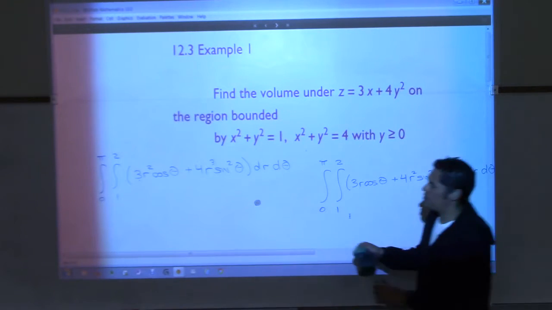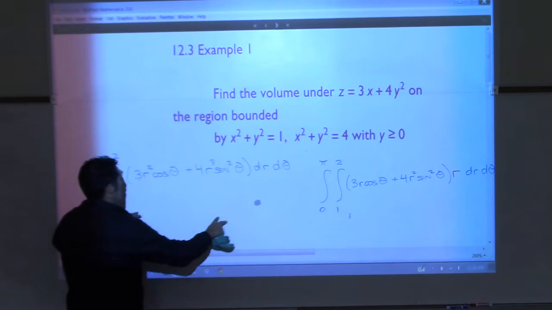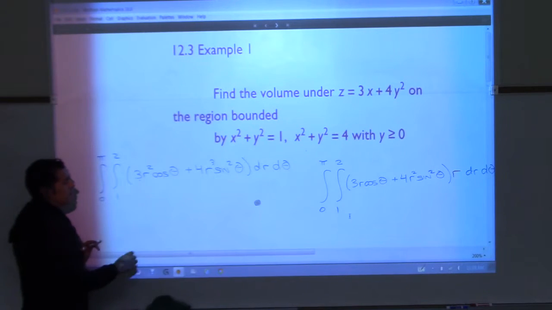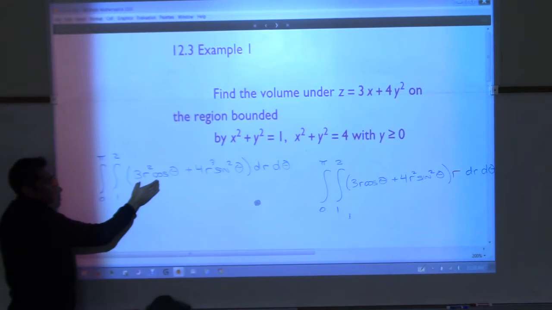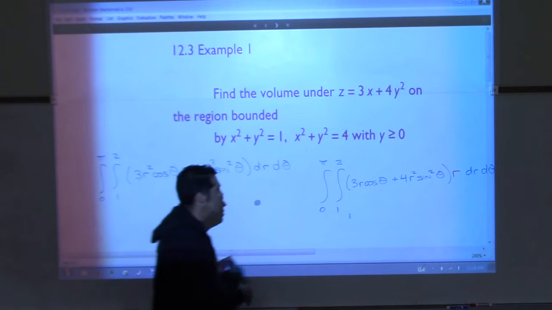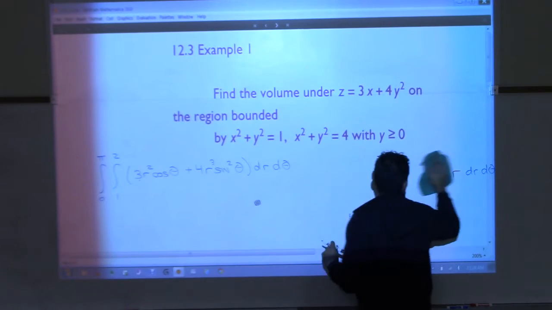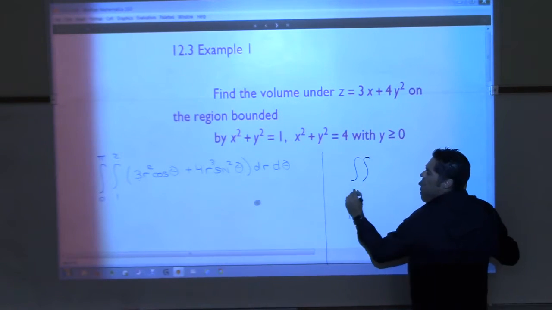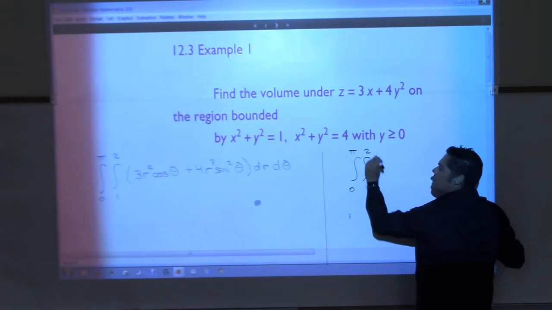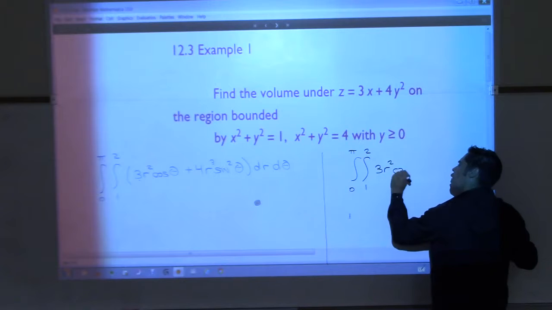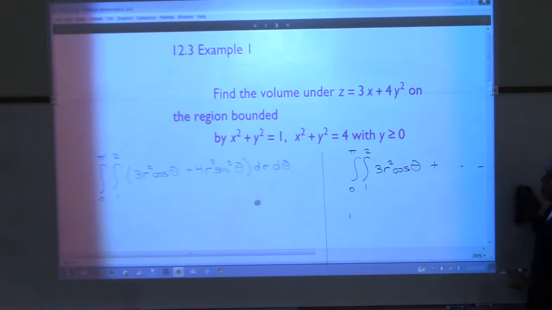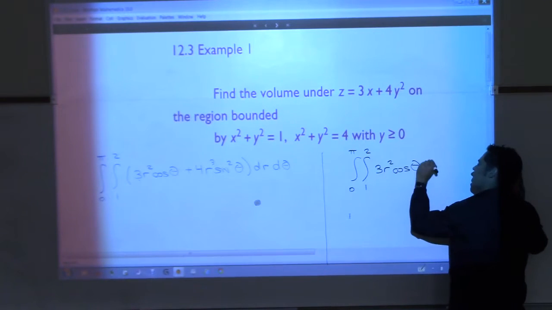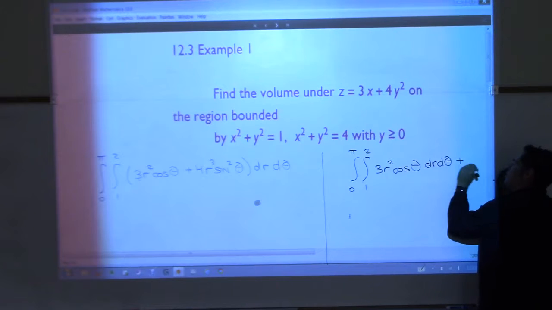Could I split this into two separate integrals? Yes. Now I'm not going to do this, but I could. If I split this into two integrals, let me just show you what I could do. I don't like doing this, but I want to show you what you could do. My first integral, if I split it, would be this. And then plus the other integral over there, because I'm missing my dr d theta, plus now my other integral.